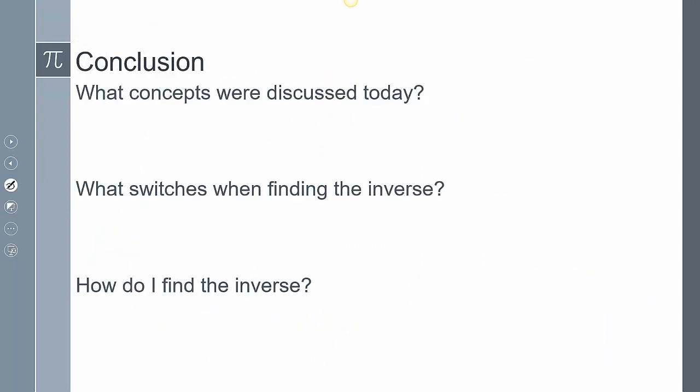Now, what are some of the concepts that were discussed today? I want you guys to think about that. What switches when finding the inverse, and how do you exactly find the inverse? Now, I want you guys to go ahead and answer 1, 2, or 3 of these questions in the comment section, and comment on each other's posts, and I will give feedback on these. But just remember, the concept that we did focus on today is the inverse function.